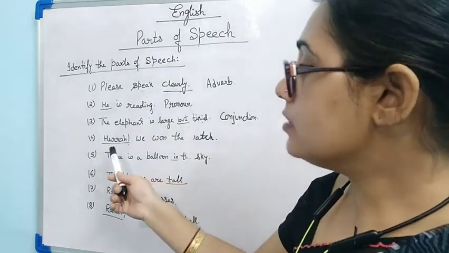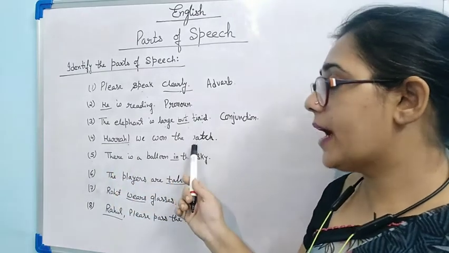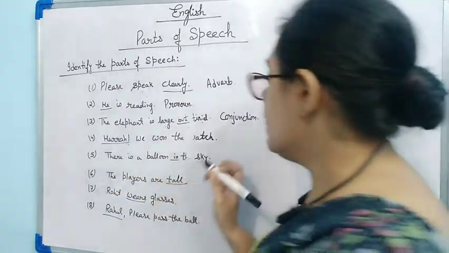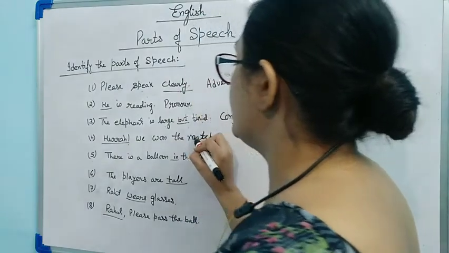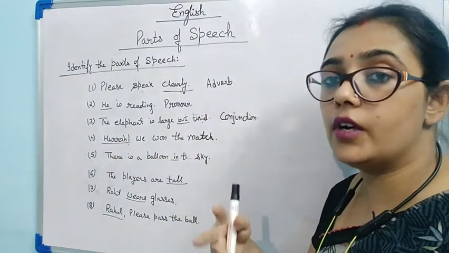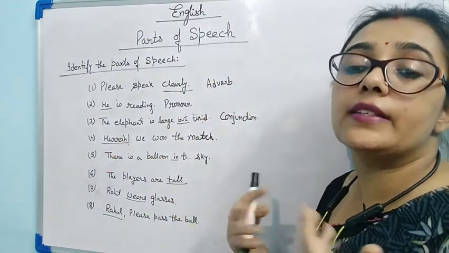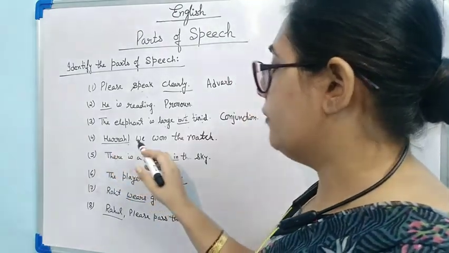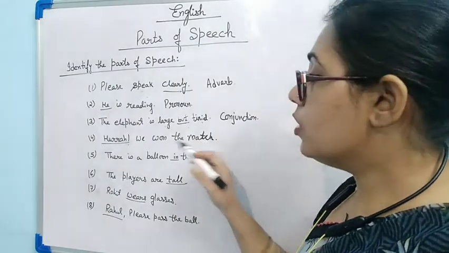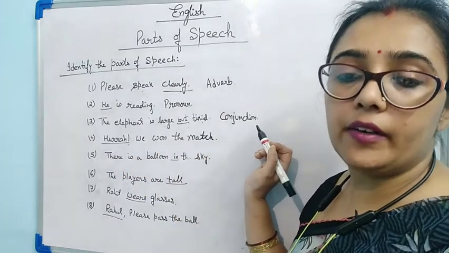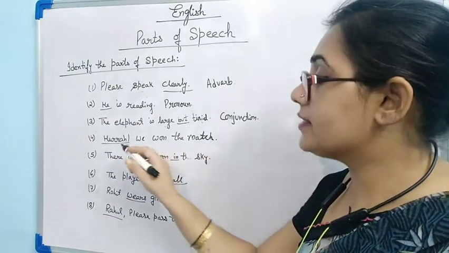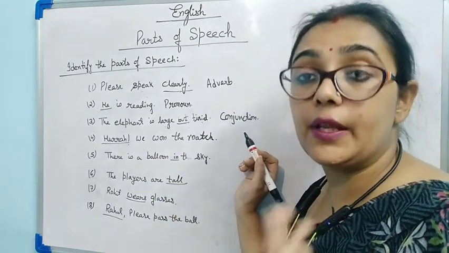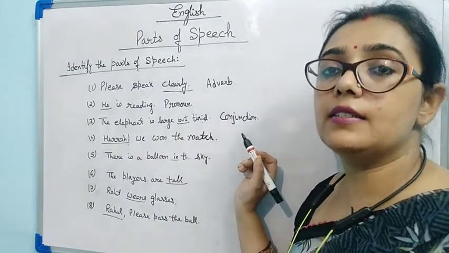Now the next sentence. Hooray, we won the match. Now hooray word is what? Hooray is showing our inner feeling, or it is expressing our sudden feeling. Hooray, we won the match. So we have given an exclamatory mark, that means we have exclaimed something. That is, it is interjection.